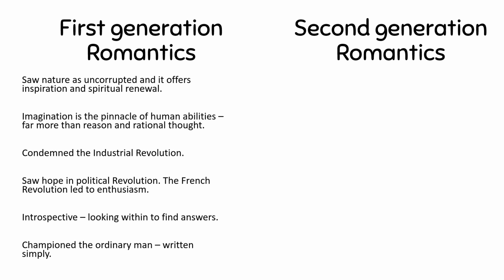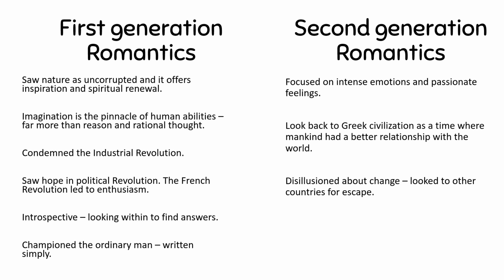Now, the second generation romantics were much more focused on intense emotions and passionate feelings. They often looked back to Greek civilization as a time where mankind had a better relationship with the world. And the second generation romantics were less optimistic than the first generation. They became quite disillusioned about change. They saw the French Revolution and its failures. And instead, they looked to other countries for escape. So Byron, for example, ended up going out to Greece to be involved in some political battles over there.